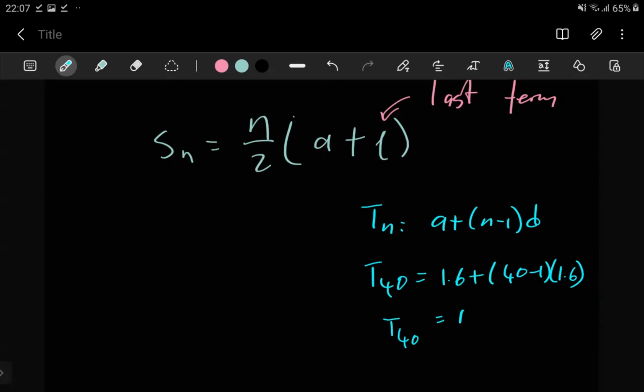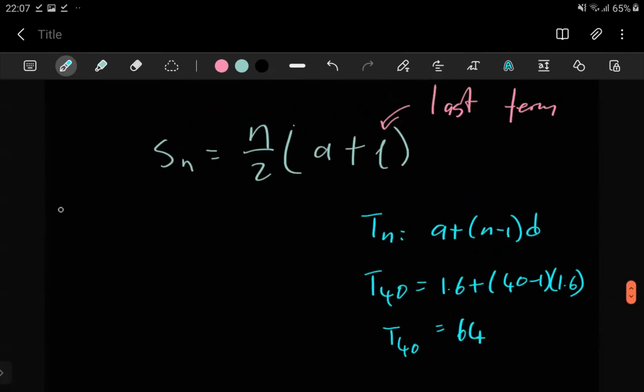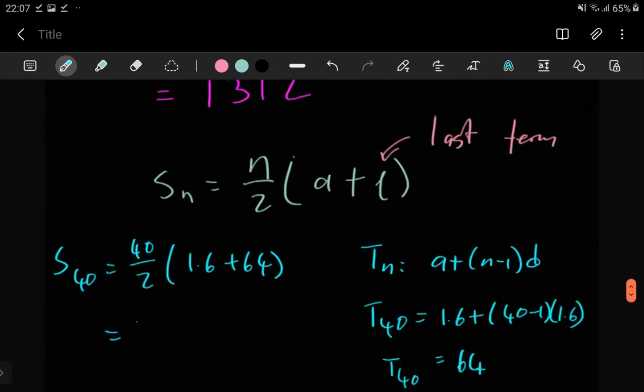And then as long as you have the last term, now you can use this formula. The sum of the first 40 terms is just 40 over 2, times 1.6 plus 64. And then you'd still have gotten the 1312.